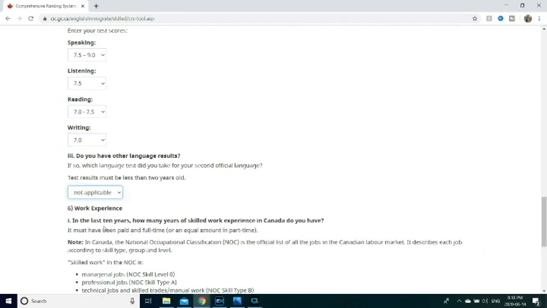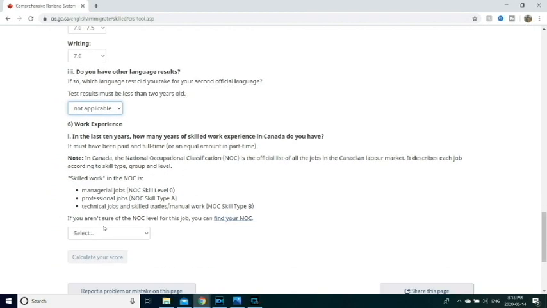Now, do you have any other language test? Generally we don't. Now, work experience. In this scenario you have 3 years of experience, and your experience is a skilled job. What is a skilled job?